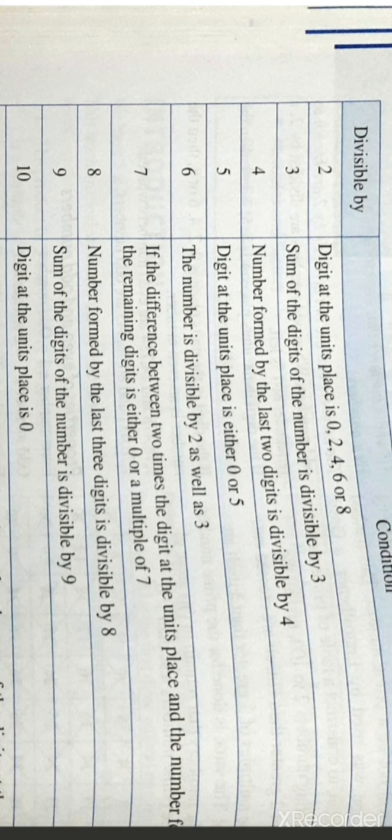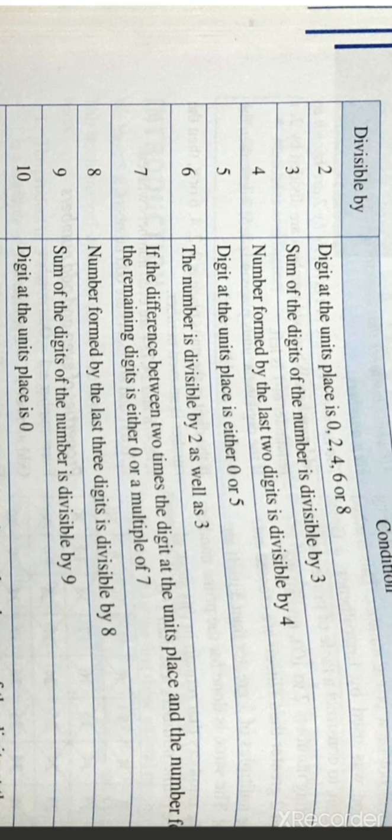Here are the test of divisibility conditions. First one is 2. Suppose at the unit place the number is 0, 2, 4, 6 or 8, that is an even number. If at the unit place there is an even number, then if you divide it by 2, you will get remainder 0. So this is the divisibility test for 2. If any number's unit place is 0, 2, 4, 6 or 8, that number is divisible by 2.